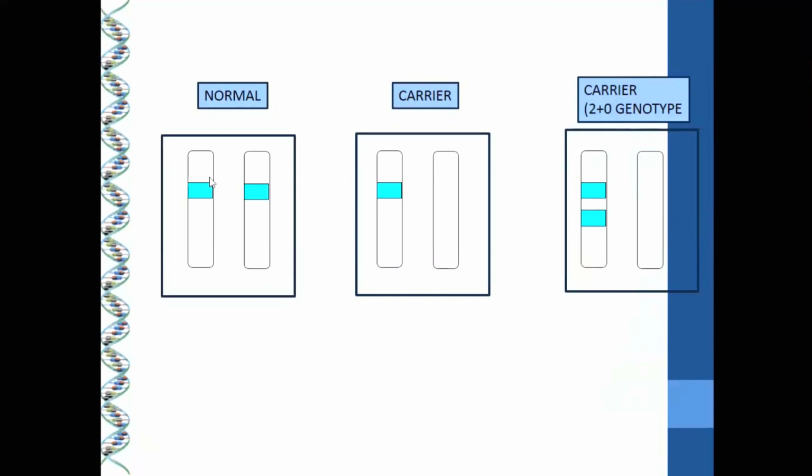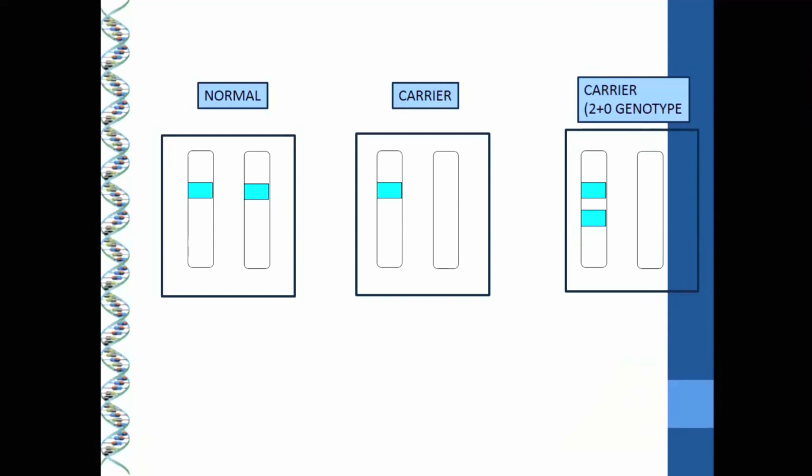So coming to 2+0. This is a normal case. We have two chromosomes. This is the SMN gene. One copy is present on each chromosome. When one is a carrier, one copy is deleted from one chromosome, and when we are testing, the copy number is half. So 2 has changed to 1. That can be detected by MLPA.